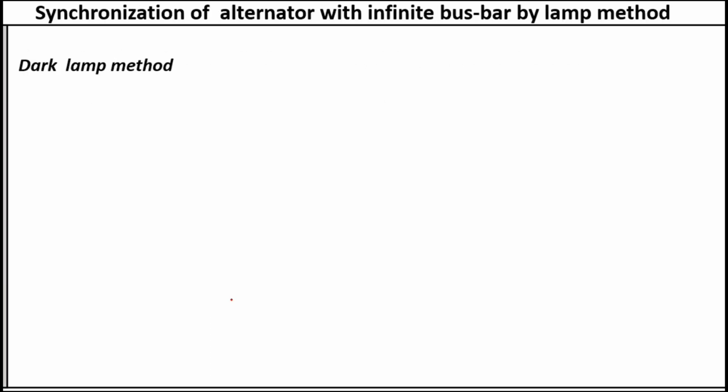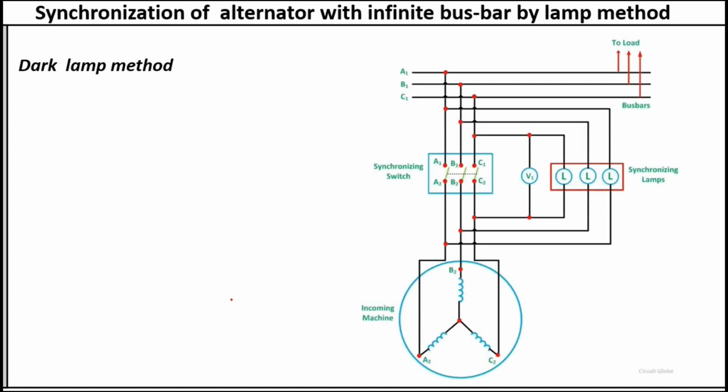Now, there are different methods to check or to do the synchronization of an alternator. So first is the dark lamp method. This is the busbar, A line, B line, C line. Again, this is the incoming machine, the armature of the alternator. It is connected to this busbar through a synchronizing switch, but initially it is open.